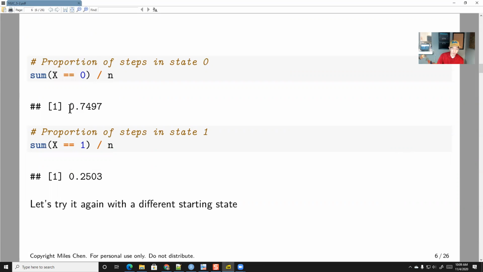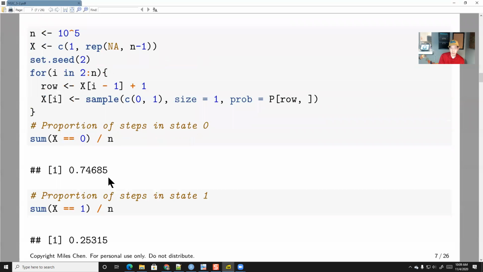And that happened about 75% of the time, 0.7497. And then how many times was it state 1? And that happened about 25% of the time. Okay, all right, so let's try it again, but with a different starting state and a different seed.